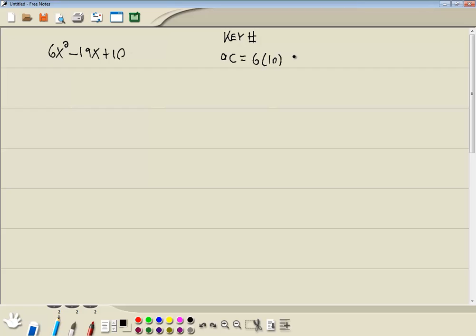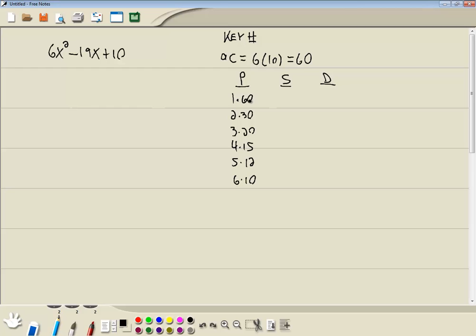Now with the key number, we take the number at the beginning times the number at the end, ignoring signs. So I'll take 6 times 10, and that gives me 60. Again, the number for your x squared is your number at the beginning, and your constant term, your number at the end, is the c. Then we're going to create 3 columns: a p column, an s column, and a d column. Now the p column is all the products that give you 60. We got 1 times 60, 2 times 30, 3 times 20, 4 times 15, 5 times 12, and 6 times 10.